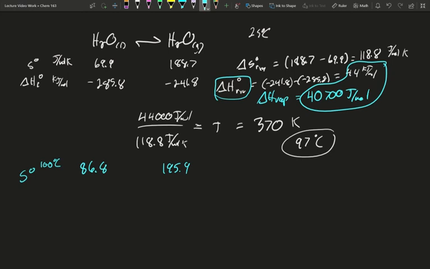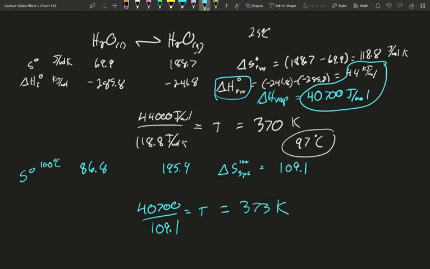If we want to reorganize and try with these new values, well, we can calculate out the delta S of the system at 100. That's going to end up being 109.1 rather than 118.8. Plug that in, 40,700 over the temp should equal 109.1. Rearrange to solve for that temp. We find 373 Kelvin. But this is the temperature where our change in entropy of our surroundings should be equal to the change in entropy of our system. As a result, neither is favored anymore, and we are at equilibrium.